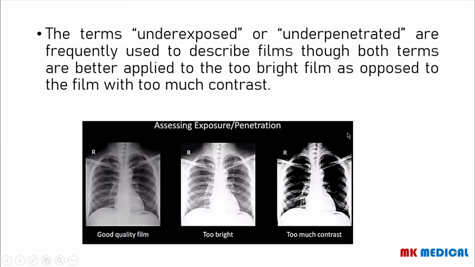So if we want to use the term underexposed or underpenetrated, we can apply it to an X-ray that is too bright. If it's underpenetrated or underexposed, it means not a lot of X-rays have passed through, so it's not exposed enough. So it's going to appear brighter than usual. So this is an underpenetrated or underexposed X-ray. If a lot of X-rays have gone through, it's going to have a lot of contrast. It's going to appear much darker. So this is an overexposed or overpenetrated X-ray.